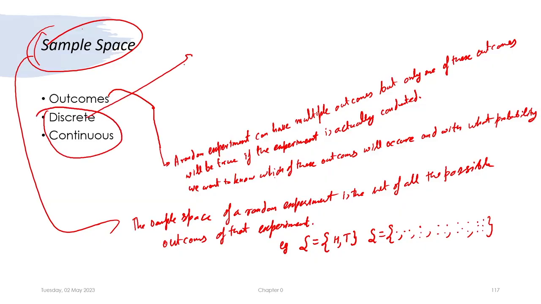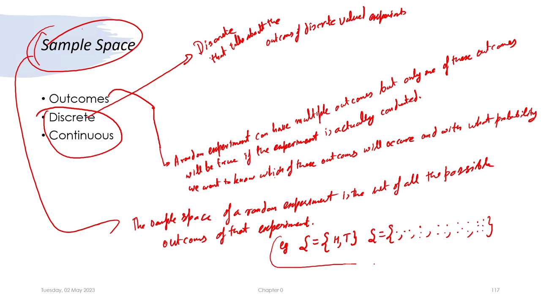If we talk about the weather and consider temperature as our parameter for measuring the weather, then the space of the temperature, say 20 degrees Celsius to 40 degrees Celsius, or 0 degrees Celsius to 50 degrees Celsius, whichever way you want it, would be the sample space. So, the sample space constitutes all the outcomes of a random experiment, and the sample space can be discrete, that is, it can be a discrete set that talks about the outcomes of discrete valued experiments, such as the toss of a coin or the roll of a die.